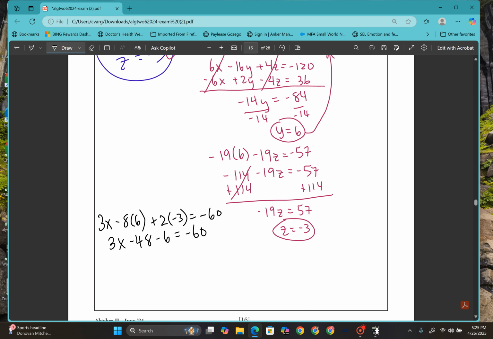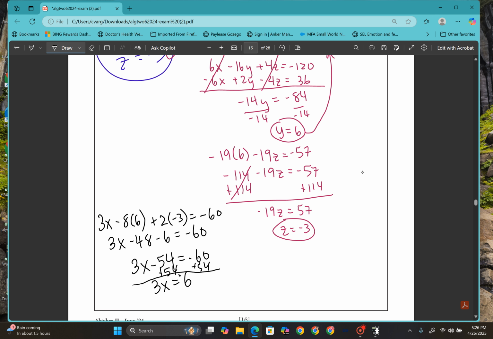And let me solve that. So 48 and 6, that's going to give me 54. So 3x minus 54 is equal to negative 60. Add 54 to both sides. I get 3x is equal to 6. Correct? No, negative 6. Yep, negative 6.